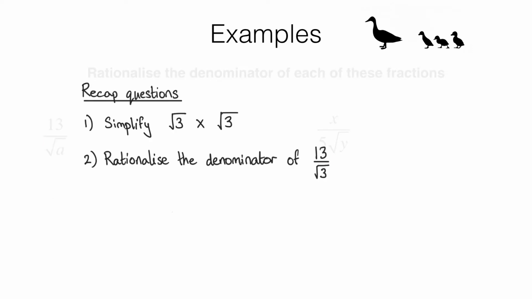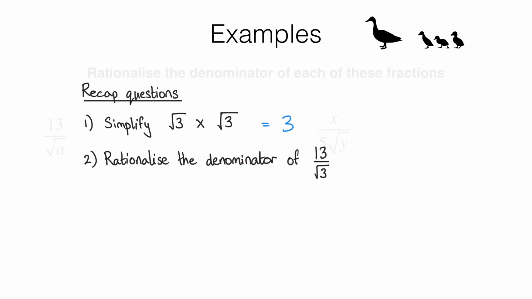Here are a couple of quick recap questions for you. Pause the video and have a go at these. For question 1, the answer was simply 3. If you've got the square root of something multiplied by the square root of the same thing, then your answer is that thing. If you're a bit confused, just think of something like the square root of 25. If you multiply the square root of 25 by the square root of 25, that's really just 5 times 5, which is 25.